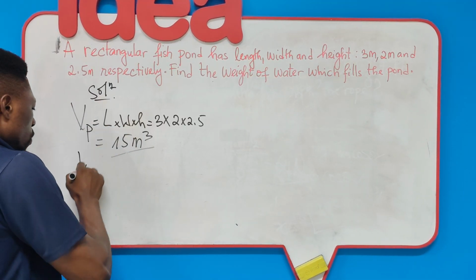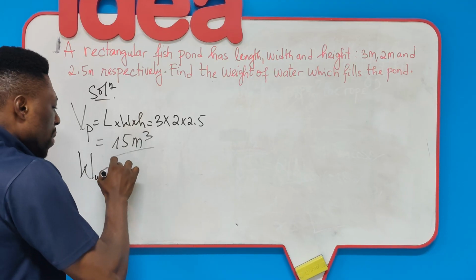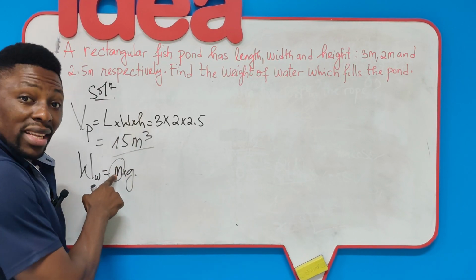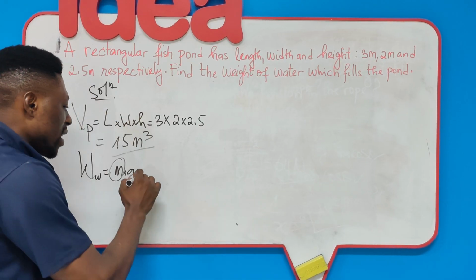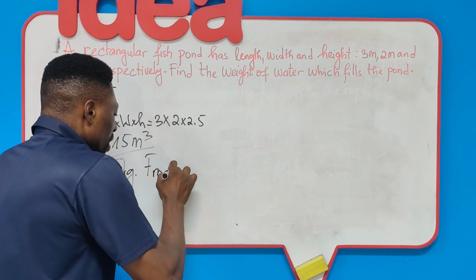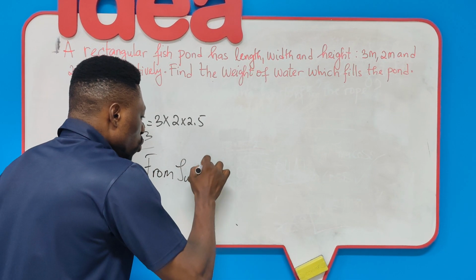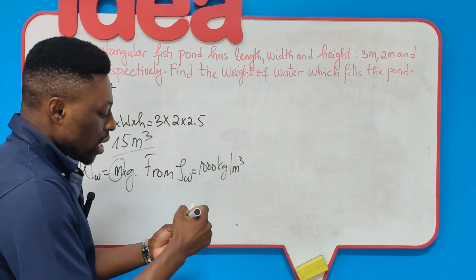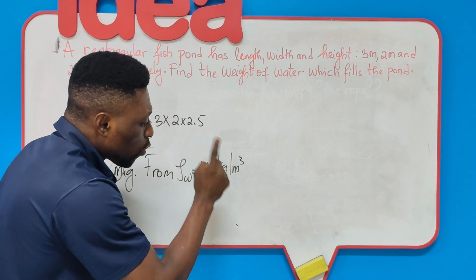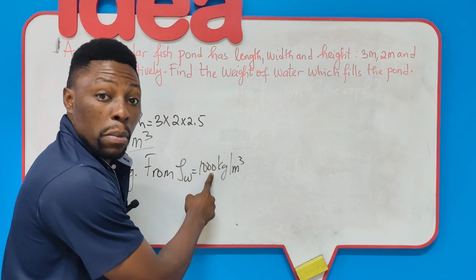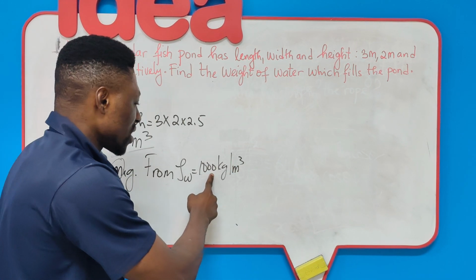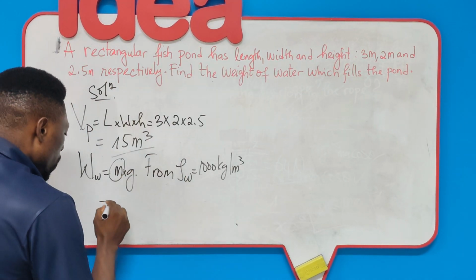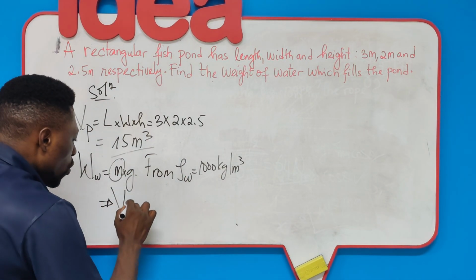But we know the weight of water, or weight, is given by mass times gravitational acceleration. You're wondering, where would the mass of the water come from? Dear friends, from the density of water, which is equal to 1,000 kilograms per meter cubed. According to this density, it means for every meter cubed of water that we have, it has a mass of 1,000 kilograms.